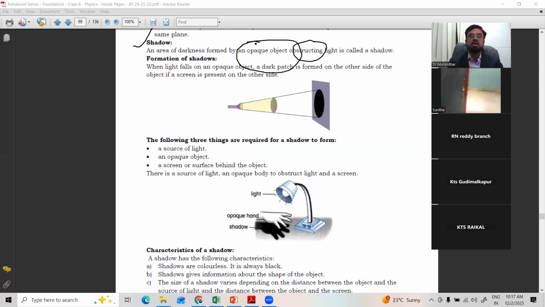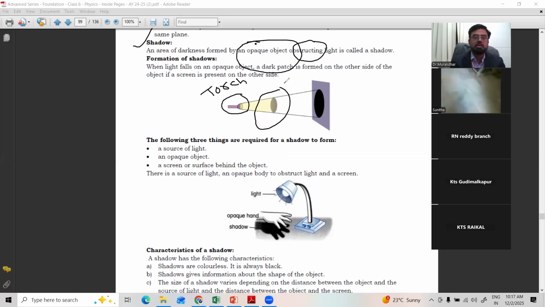Object obstructing the light. It is coming in the path of light. You can see here, a very clear diagram is given. This is the light, the torch light source. This is the opaque object. Whenever light falls on an opaque object, as it is not allowing the light to pass, this image is forming here in the form of darkness. This is the image, the shadow.